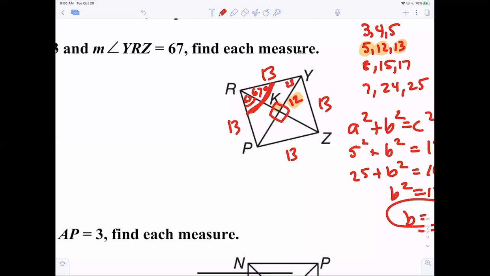Now, the top triangle is also considered isosceles. Does everybody agree with that? So that means this over here has to be what? 67, which means this over here is what? 67. All right? Which means this angle right here has to be 23, and this is 23 and 23. That's what I'm trying to show you.